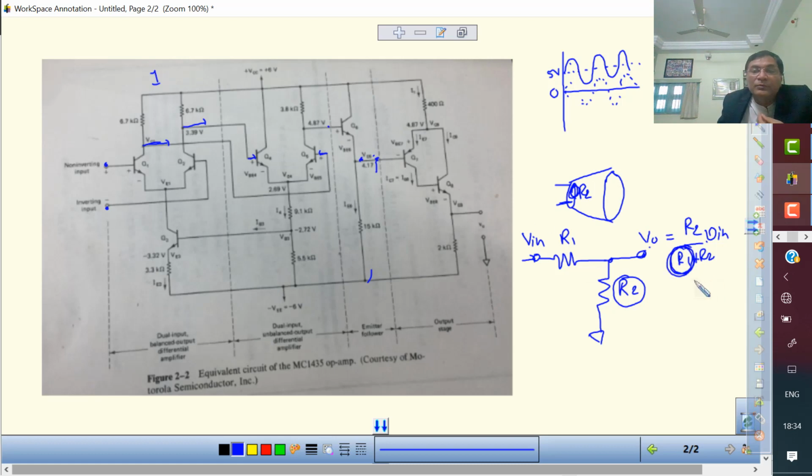So if you want to minimize the R1, this is not in our hand. We cannot minimize this. So one more block is added here, and it is called output stage, and it is made of what? A complementary symmetry push-pull amplifier. This is push-pull amplifier. One transistor here, other transistor here.